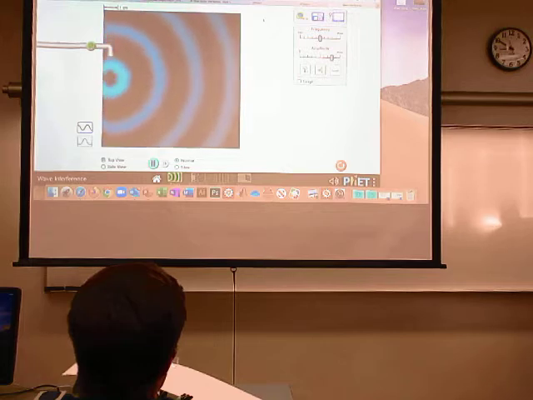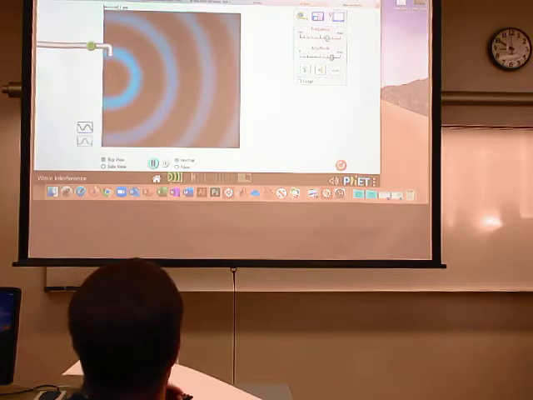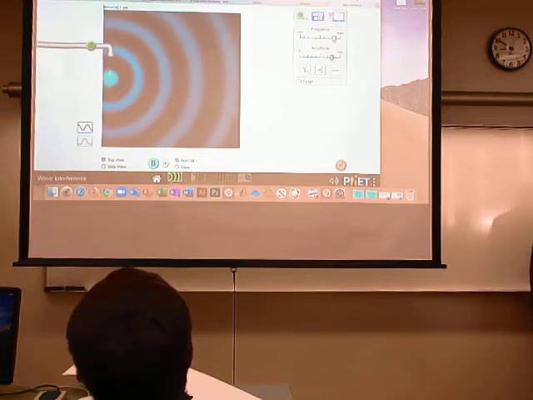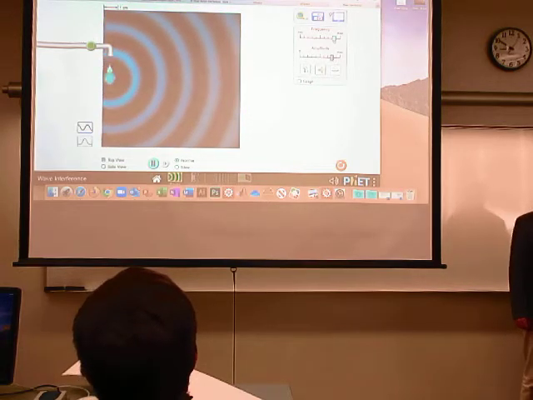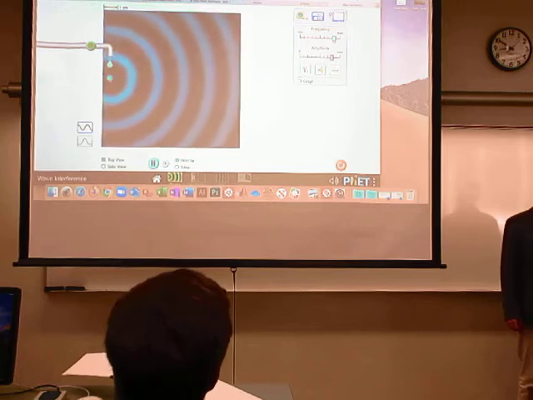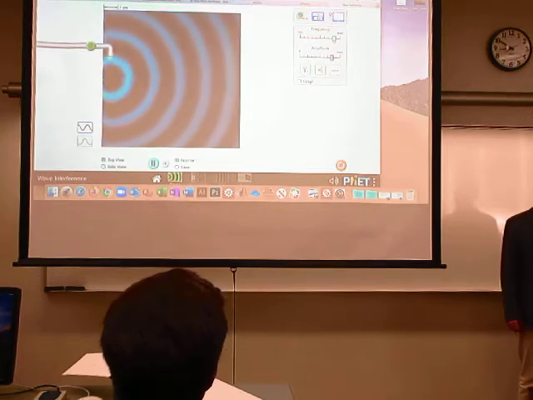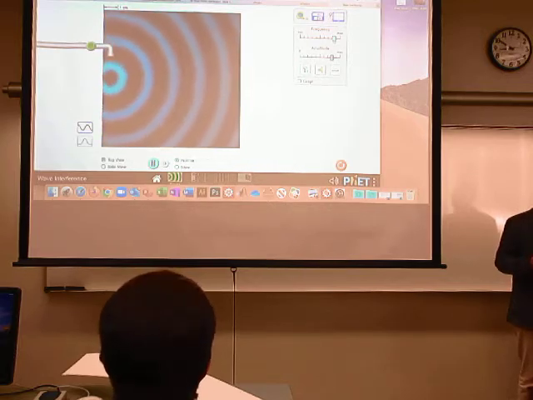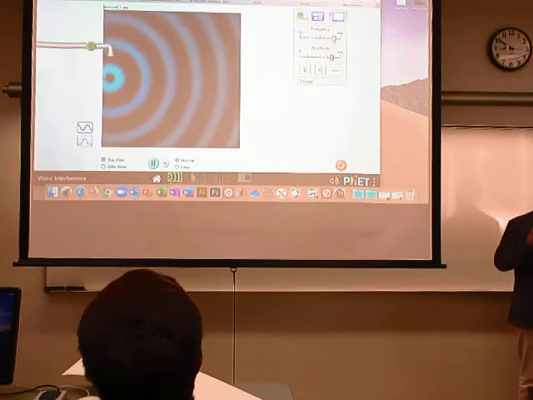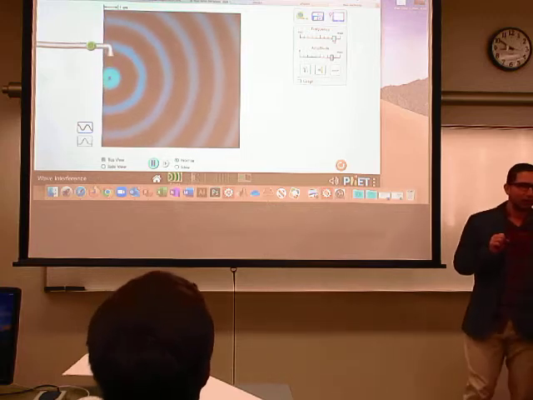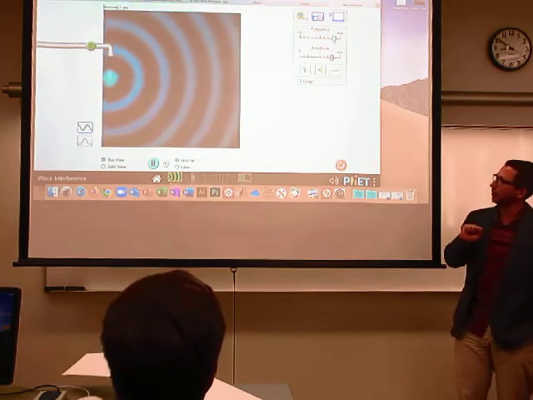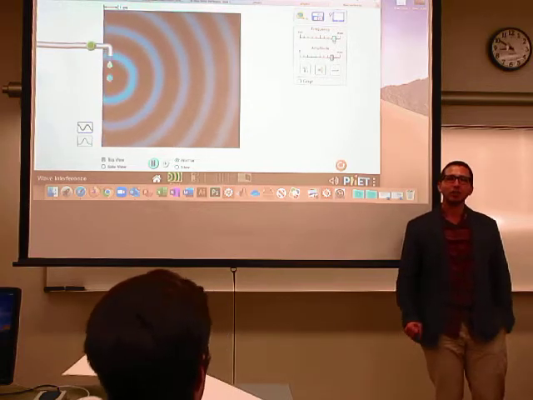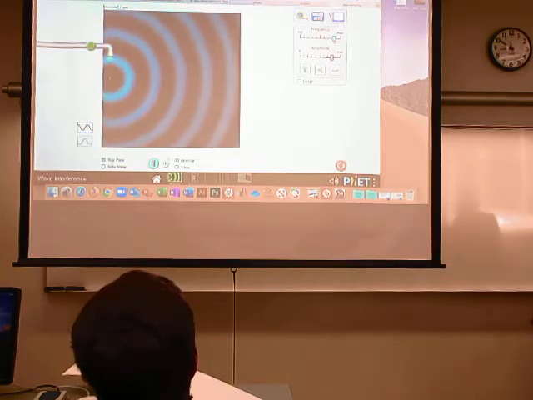Now, I could change the wavelength of the source by increasing the frequency. What happens to the wavelength here? Decreases. Increase the frequency, decrease the wavelength. Because the speed of this wave should depend on the medium through which it propagates. Now, light, as we know, doesn't require a medium through which to propagate.